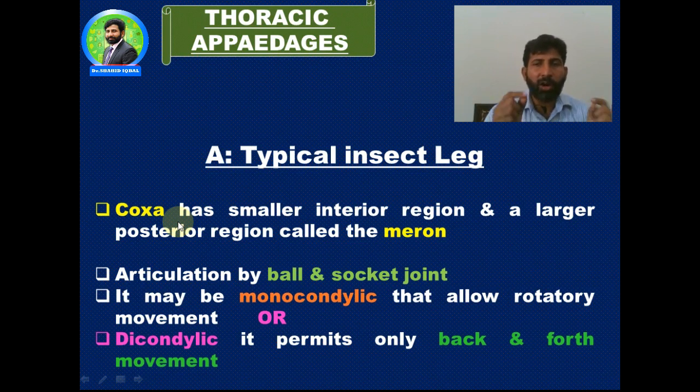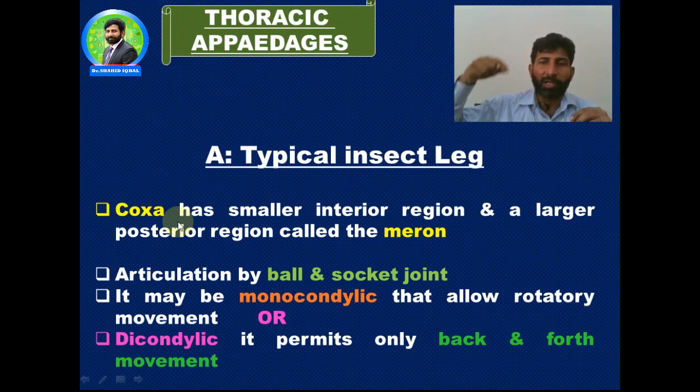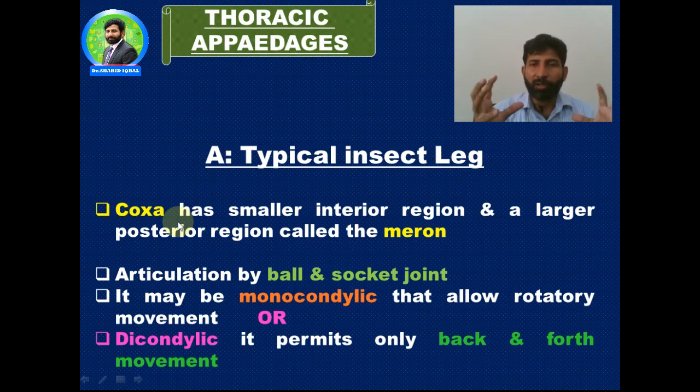The coxa articulates with the thorax by a ball and socket joint, which can move in multiple directions. The terminal part of the coxa is like a ball and is fitted into the socket of the thorax. It may be monocondylic, which gives rotatory movements. It may be dicondylic, which permits back and forth movements.